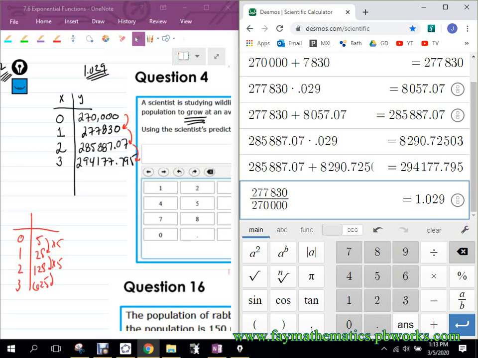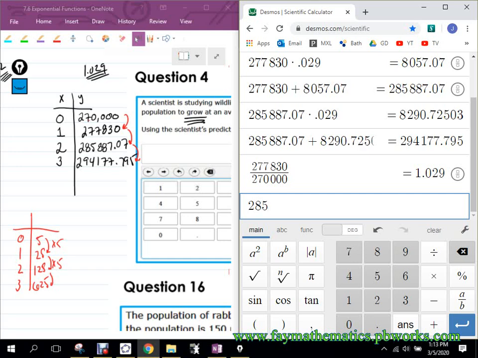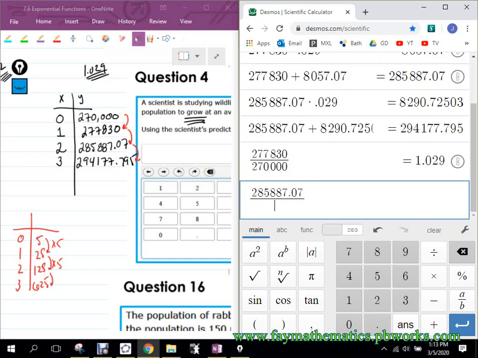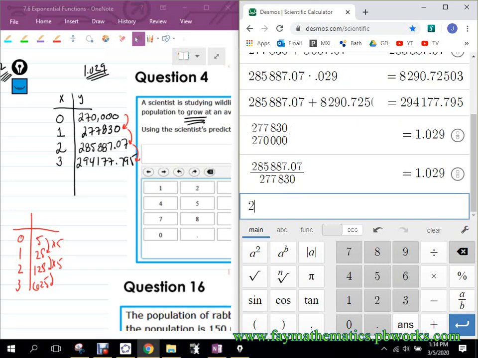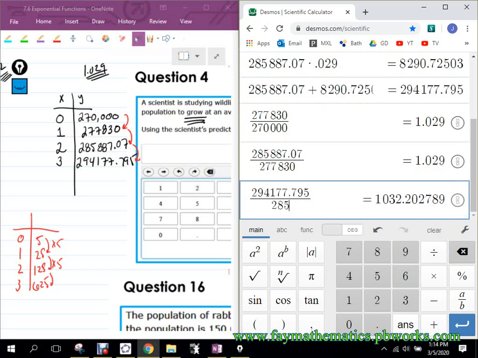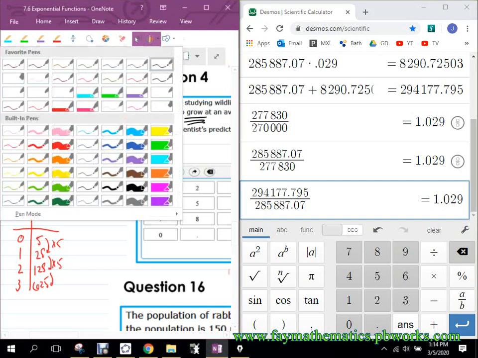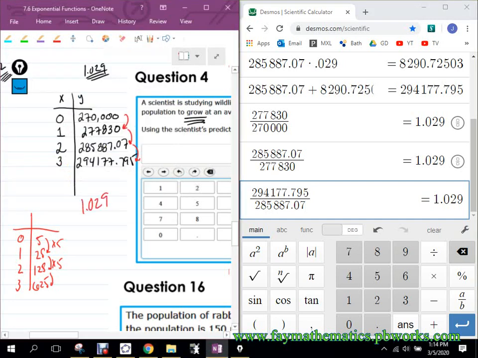Let's look at the ratio between the next two numbers. Let's take 285,887.07 and divide that by 277,830. What does that give me? 1.029, same number, right? If I go 294,177.795 divided by 285,887.07, 1.029 again, right? So what is my common ratio that I'm recognizing here? 1.029. Now think about this. Why is it 1.029?